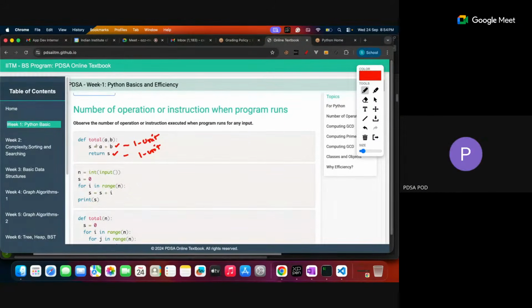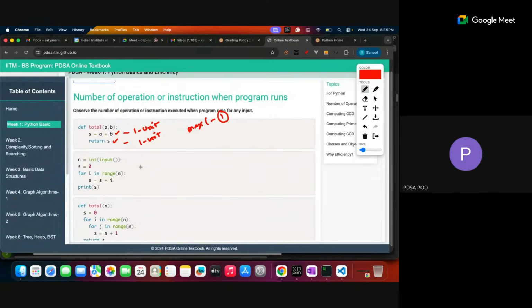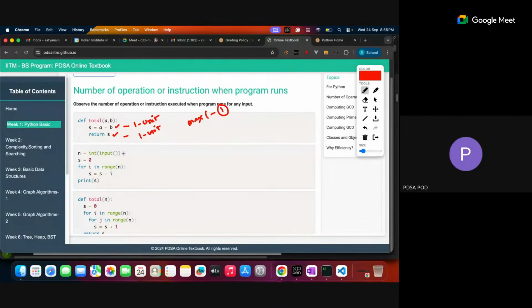So for this particular function, the highest asymptotic complexity is maximum 1 unit of time only. Don't worry about big O and all; we'll talk about big O in the second week. Now we are coming to the second part of code. This is one instruction, this is one instruction, each 1 unit of time. Now, is it an iteration or loop? Am I right?